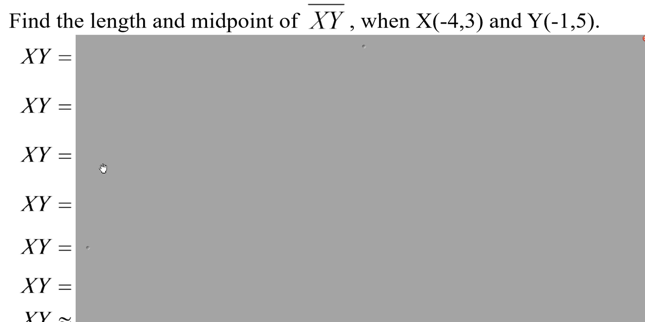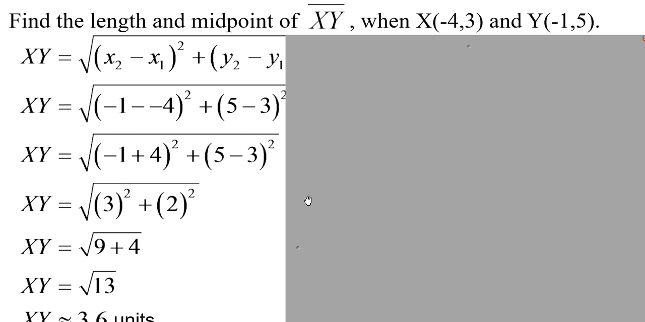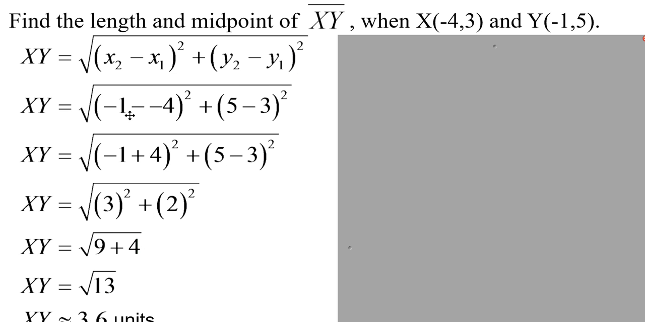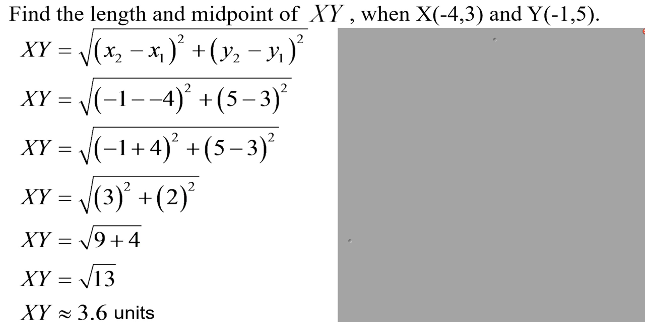So if we substitute in what we know, right, here's the difference of the x's. Remember, subtracting a negative, saying, hey, take the opposite, so that's a positive. -1 and 4 is 3, and 3 squared is 9. The differences of the y's, 5 minus 3 is 2, 2 squared is 4, add them together, we get 13. So I could say it's the square root of 13 units, or if we want the decimal approximate of 3.6 units, we have the length for our segment.